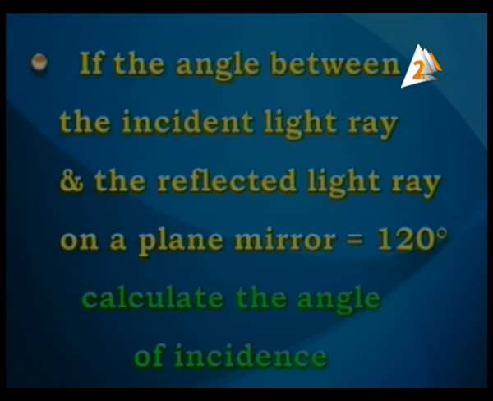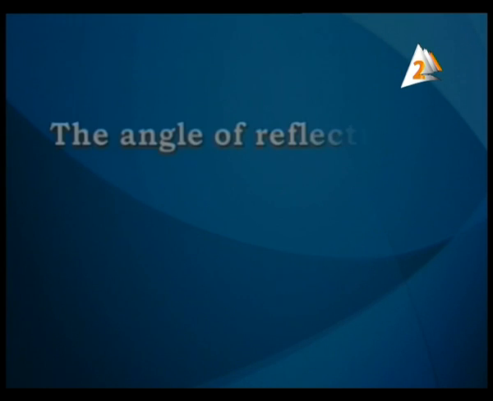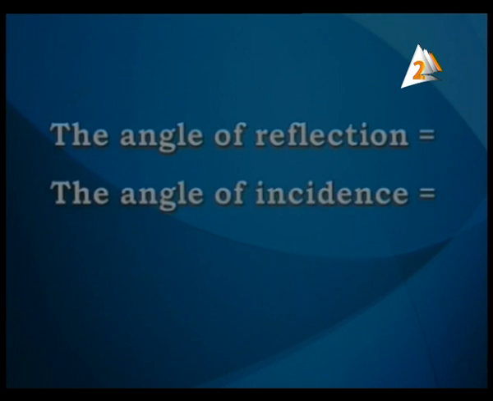This angle of incidence, we have a rule here. Here, the plane mirror, we have 120 between the incident light ray and the reflected light ray. So the total angle between them, it's 120 divided by 2. The angle of reflection equals the angle of incidence equals 120 divided by 2 equals 60. Both are equal. Don't forget, this is the first law of reflection of light rays.